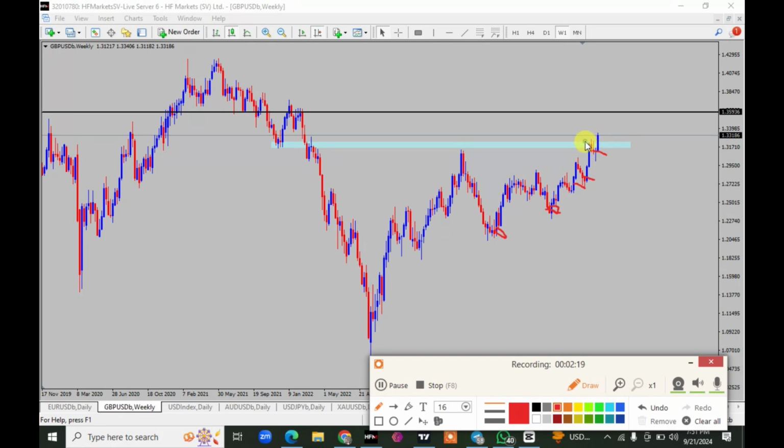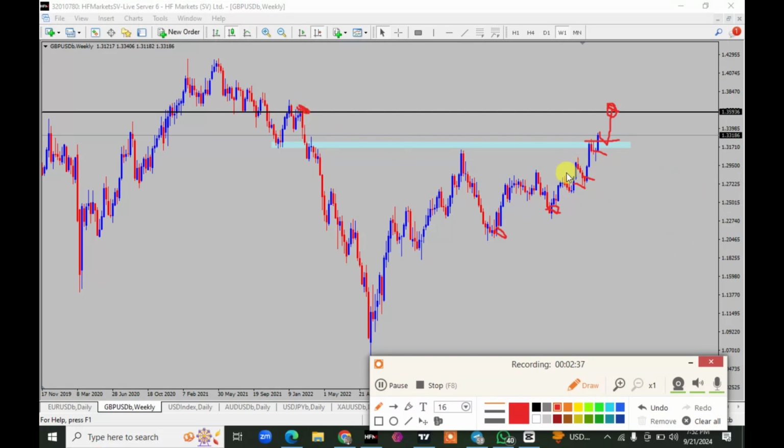So you can see that here was the previous resistance. So price has converted that resistance to support. So we are expecting price to do a retest of this resistance before pushing higher. So our target on the GBPUSD by uptrend will be this area, which is our resistance area.